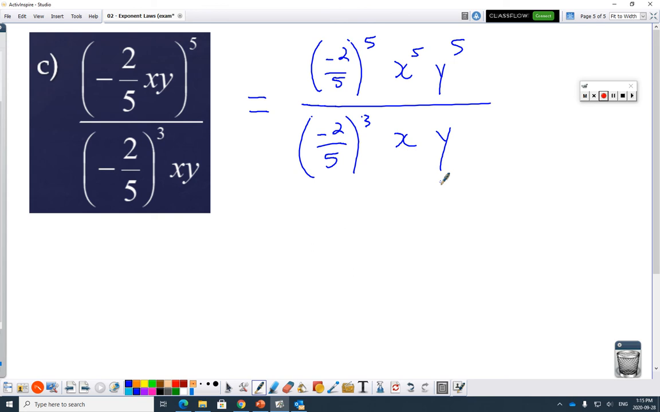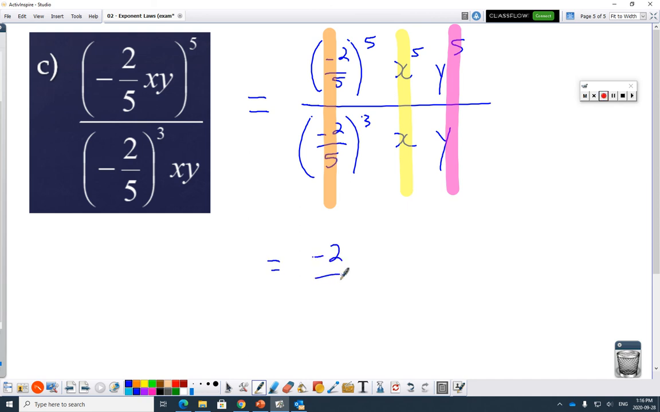What should I do now? The numerator I can't do anything with because they're all different bases. The denominator I can't do anything with because they're all different bases. But what do you see in the numerator and the denominator? There's negative 2/5 to the power of 5 in the numerator. Is there any negative 2/5 in the denominator? Yeah, so this is where that highlighter thing comes in handy. I'm going to do 3 different highlighters. This, and this. I can use exponent laws on each of those.